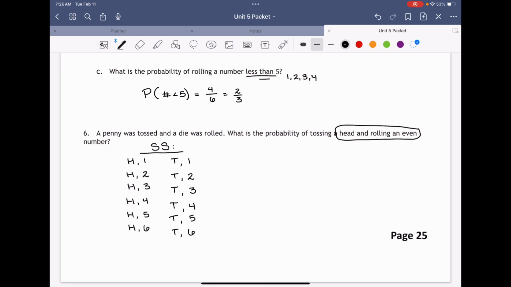So now we're going to answer the question, probability of tossing a head and rolling an even number. So I'm going to look at all my sample space that has an H first, an even number. So I'm just going to box in the ones that have heads and an even number. So there are 3 options there. So the probability of heads and even would be 3 options out of, and then I'm just going to count up my total. 1, 2, 3, 4, 5, 6, 7, 8, 9, 10, 11, 12. So 3 out of 12, and remember we're going to simplify, 1/4.